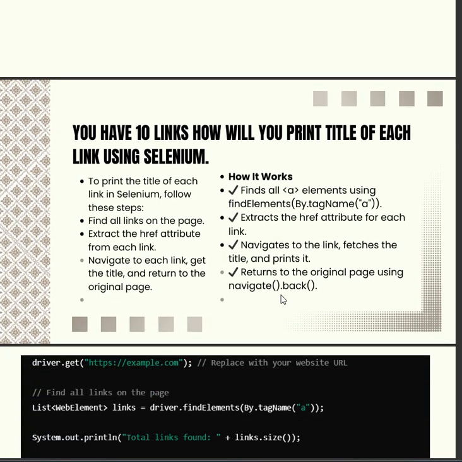Now we'll move to the next question. You have 10 links. How will you print the title of each link using Selenium? In this question we have 10 links and we have to print the title of each link using Selenium. First we will find all links with the help of the anchor tag. Then we'll extract their URL, meaning the href attribute. Then we will open each link in a new tab, switch to the new tab, get the title and print it. And last we close the tab and return to the original page.